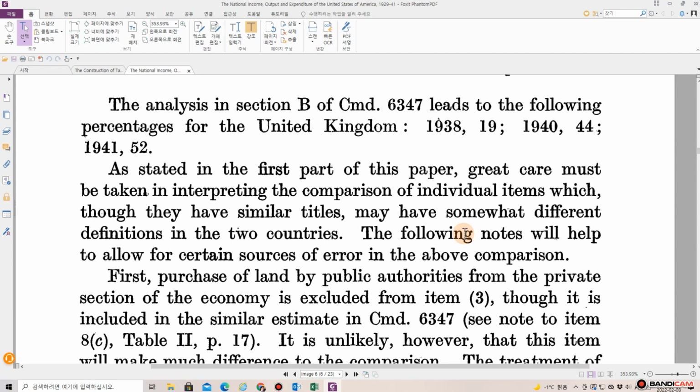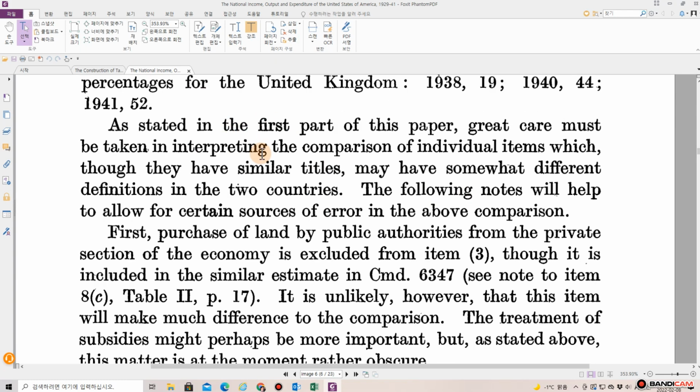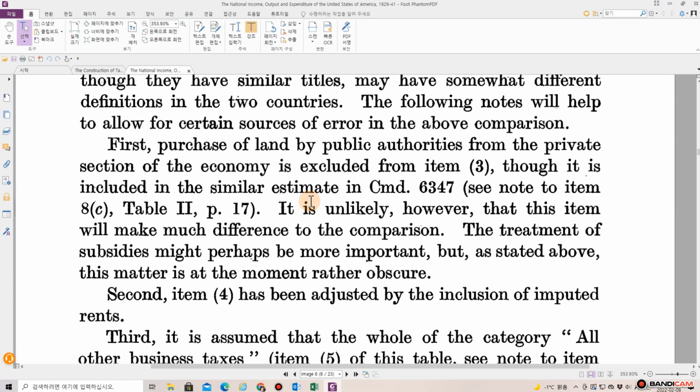The analysis in section B leads to the following percentages for the United Kingdom. As stated in the first part of this paper, great care must be taken in interpreting the comparison of individual items, which, though they have similar titles, may have somewhat different definitions in the two countries. The following notes will help to allow for certain sources of error in the above comparison.